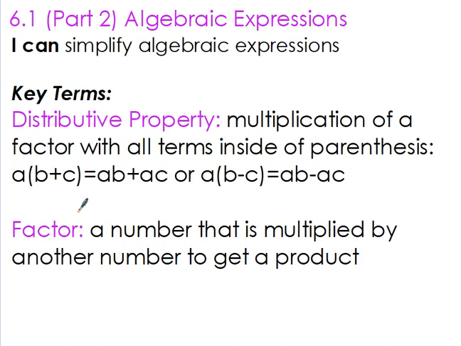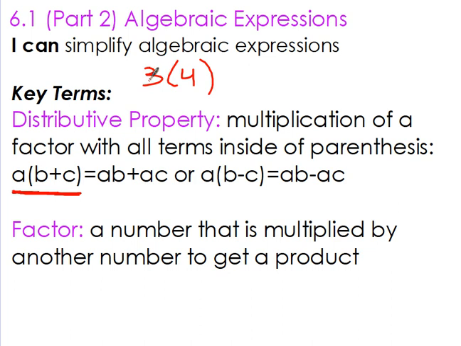So, key terms. Let's get into the first, distributive property. I'm going to show a bunch of examples of this in a little bit, but distributive property is multiplication of a factor with all terms inside of the parentheses. Here we're just using letters to start, but we'll actually have numbers in there. So I have this a, and we know that if I have a number next to a parenthesis, like 3(4), this is 3 times 4. Okay, because there's no sign in between.